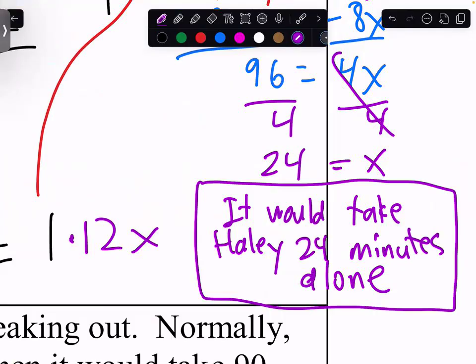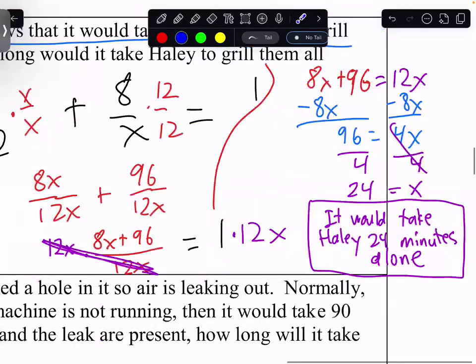You do need to put the units for word problems. If you just say it would take Haley 24, is that 24 minutes, 24 hours, 24 hot dogs? So yes, you will need to put the units in your answer for these word problems.